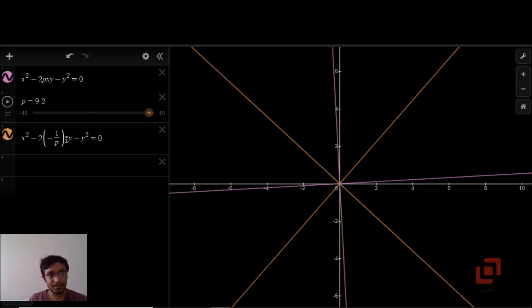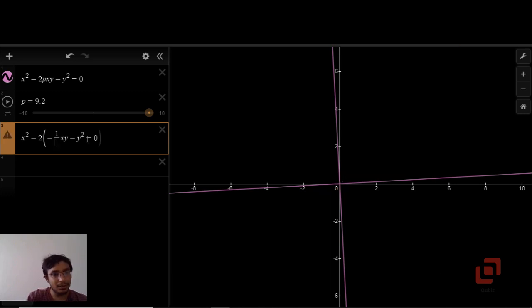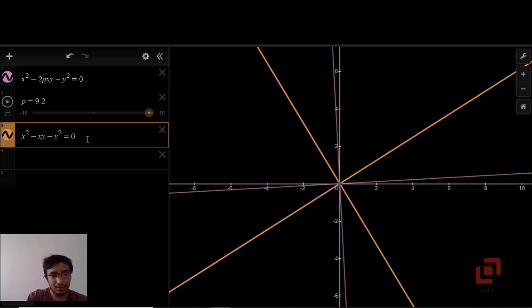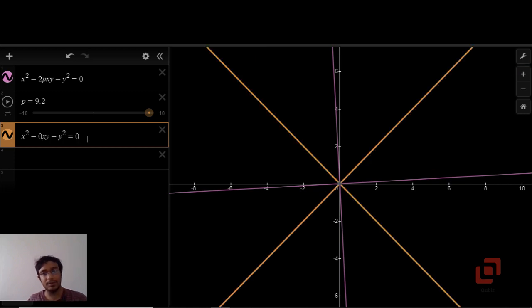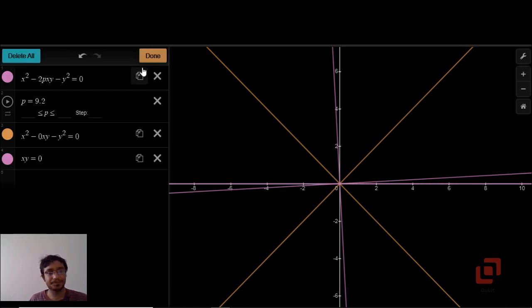Yes. So if we do that, then those lines will be y equal to x and y equal to minus x. And if p is indeed infinity, if you divide the first equation by that, then you will get xy equal to 0, and that will be the joint equation of the coordinate axis.